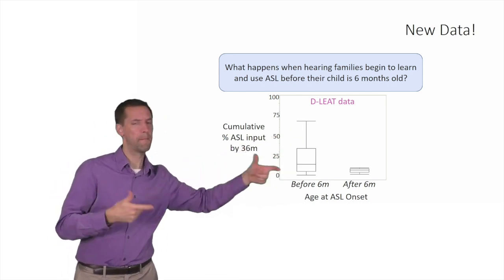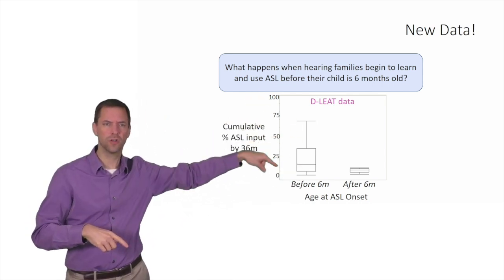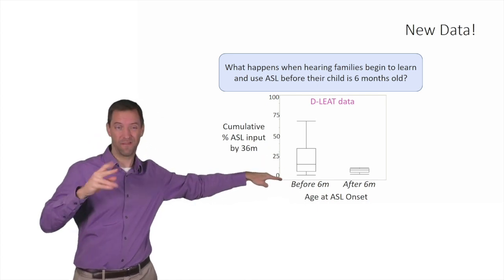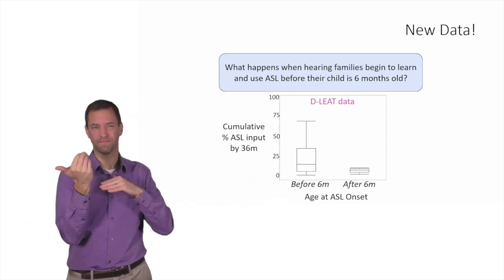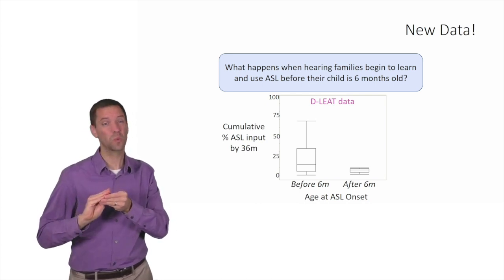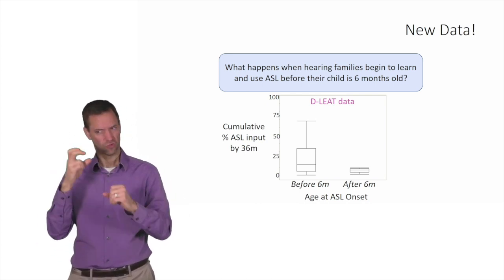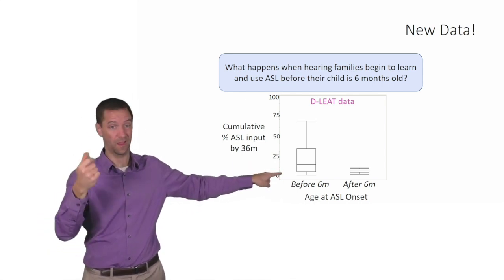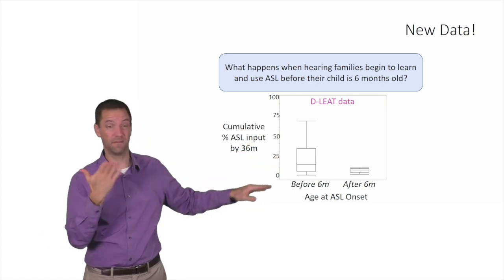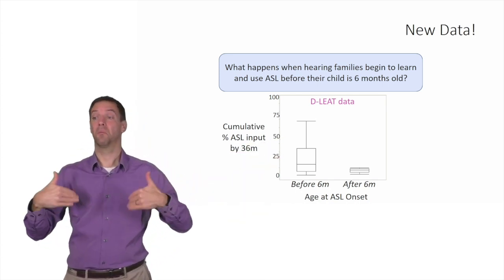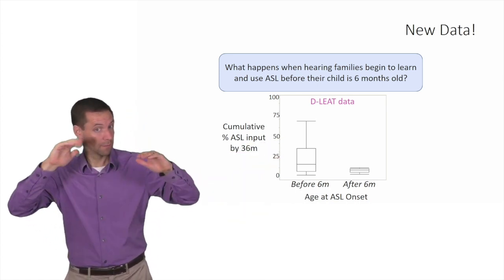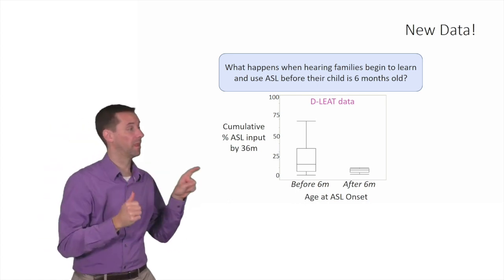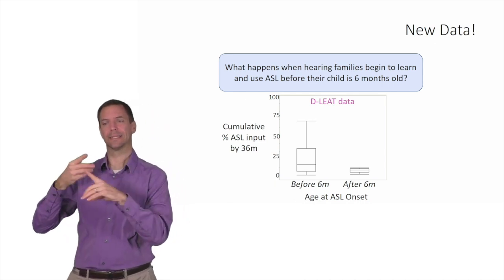If you'll notice, families who started before 6 months had a large range of input. Now, half of these children had a cumulative % ASL that was 15% or less. And so we might not expect to see strong ASL development in those kids. But the other half of this group ranged from 15 all the way up to 66% of their input in ASL. And so maybe we would expect to see some of their ASL skills really developing strongly.